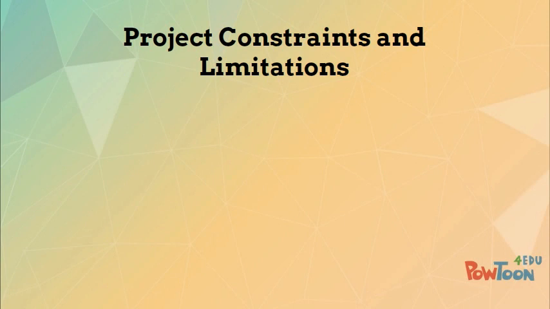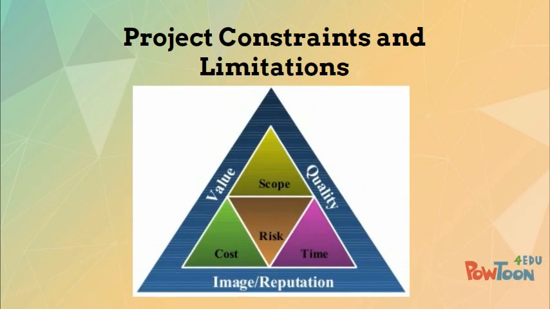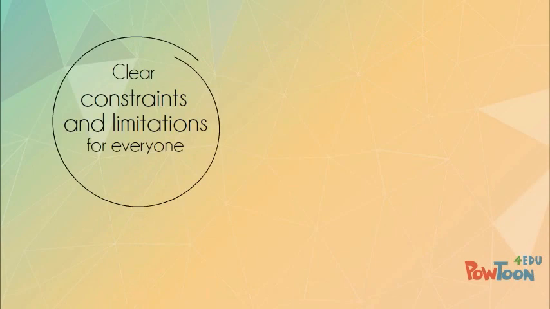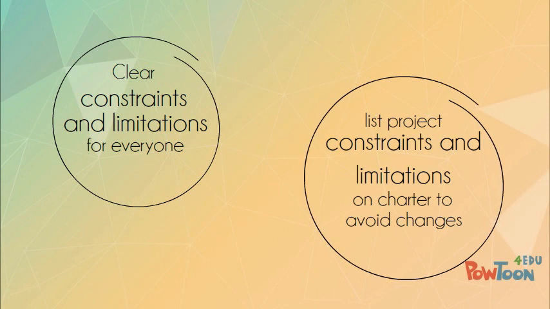Now let's discuss project constraints and limitations. Do you know what they are? The project constraints and limitations are the scope, time, cost, and risk associated with your project. They are very important for any project and must be defined early on. It is important that the constraints and limitations of the project are clear for everyone on the project team as well. It is also to your benefit to list these in the project charter so that a stakeholder does not attempt to change the schedule or deliverables once the project has started.